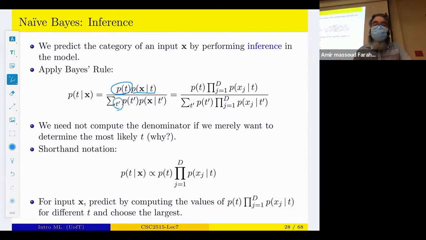So it would be a summation over all possible class labels. Here, if it's spam or non-spam, it would be only 2 class labels of the same quantity, P of T prime, P of X conditional on T prime. So this is Bayes rule. The first step is just Bayes rule. The second step uses the naive Bayes assumption to simplify that equation. This means that for P of X conditional on T, we use conditional independence to get this product over D different xj conditional on T. And the same for the denominator.